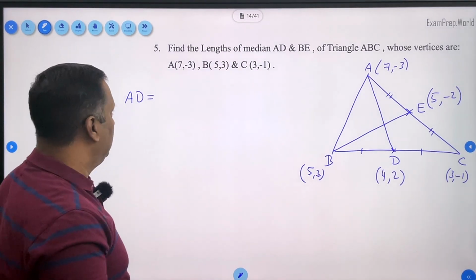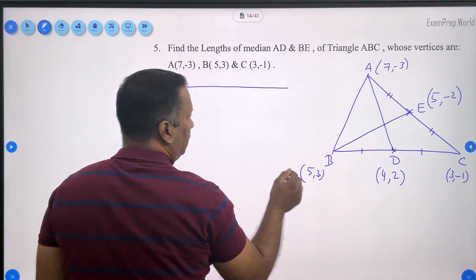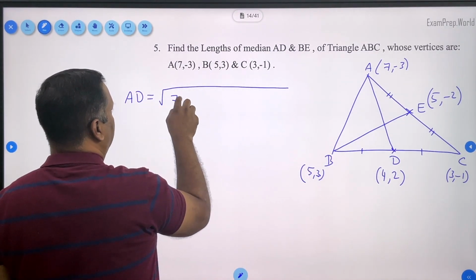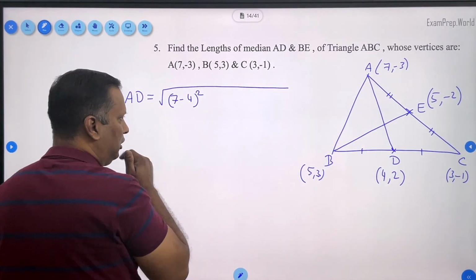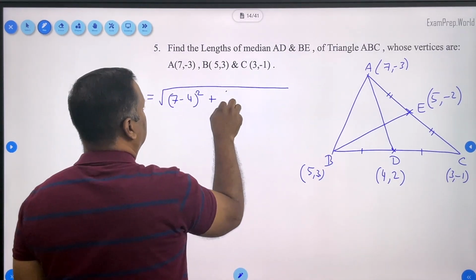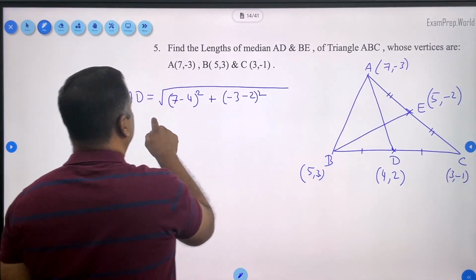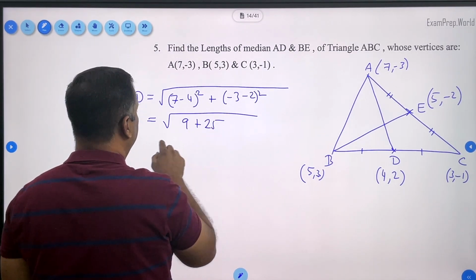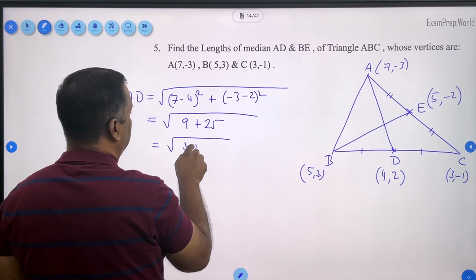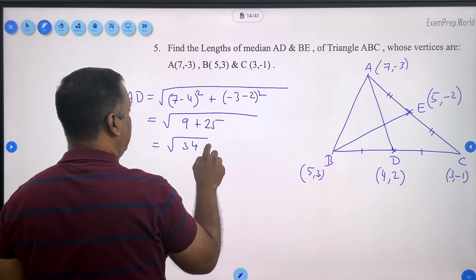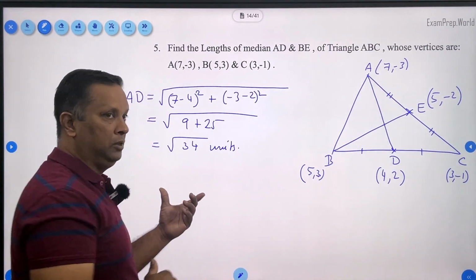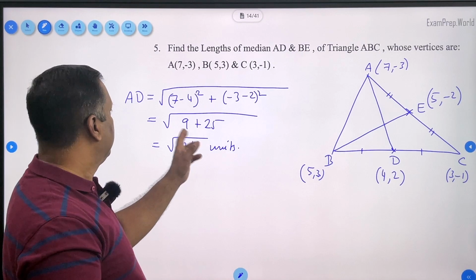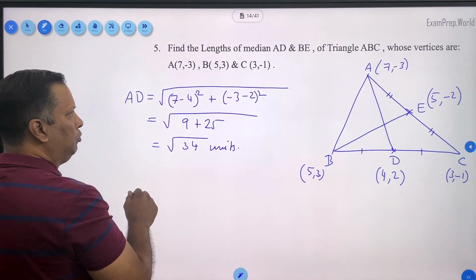We are going back to the distance formula. 7 minus 4, which is 3. I am going to write it for you because in this video we have not covered the distance formula. 7 minus 4 whole square plus -3 minus 2 whole square. So 3 whole square is 9 and 5 whole square is 25. This is root of 34 units. Now the median AD is this much, root 34, correct. Now let's do BE.